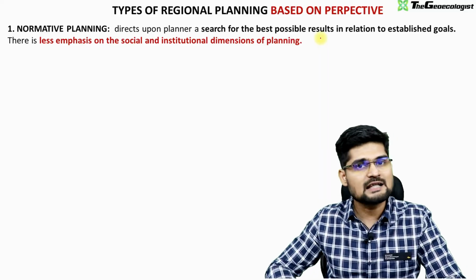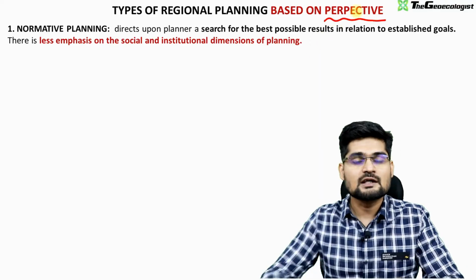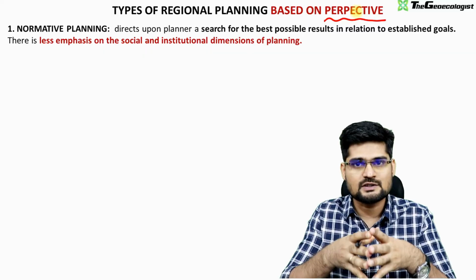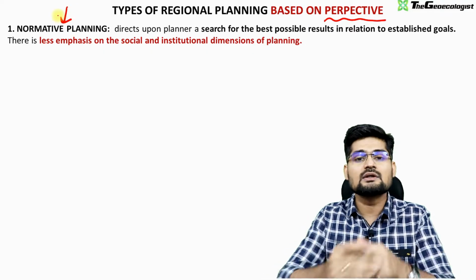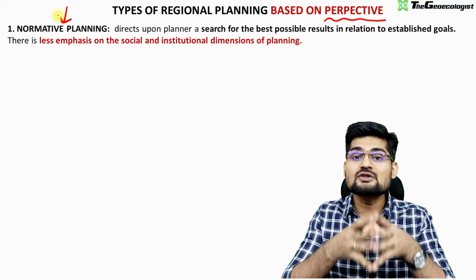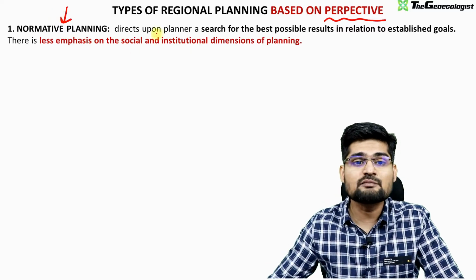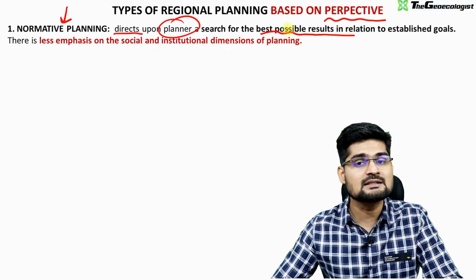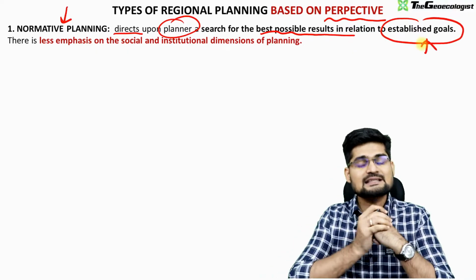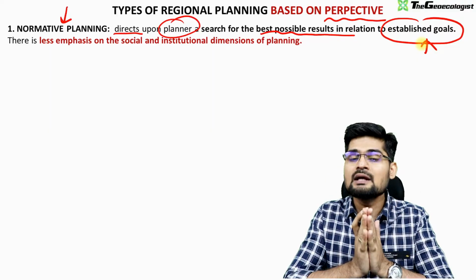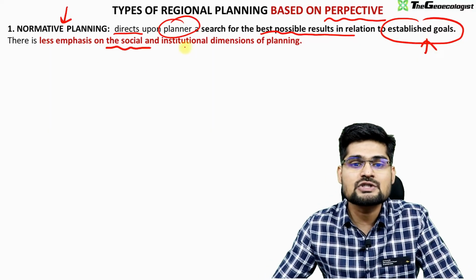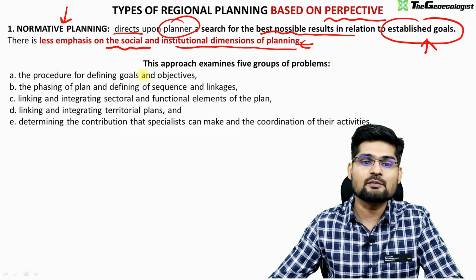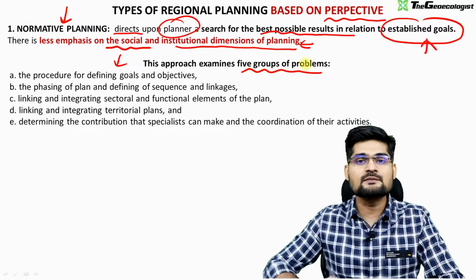Apart from this, what we have is another type of regional plan that is based on perspectives. Remember, we have already learnt about perspectives in human geography, where different approaches, different paradigms are observed. So one of the approaches is normative planning. The word itself is norm, nomothetic. So norm is when a rule is made. So normative planning is a directive planning, right? And it is basically when the planner is in search of the best possible results related to established goals. So in this kind of plan, we have to have a norm, an established goal, and this leads to the emphasis on social and institutional dimensions of planning. So this is very important in terms of normative planning, and it has a lot of points to be understood here, like 5 groups of problems which are addressed by this.